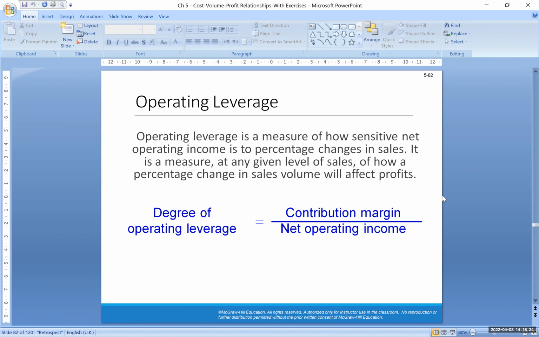If we change the sales by that much, what will be the effect on the net operating income directly? And we are talking about managerial decisions. If we suppose that we will increase our sales by that much, is it worthwhile? And what will be the effect on the net operating income? It is a measure at any given level of sales of how a percentage change in sales volume will affect profits.